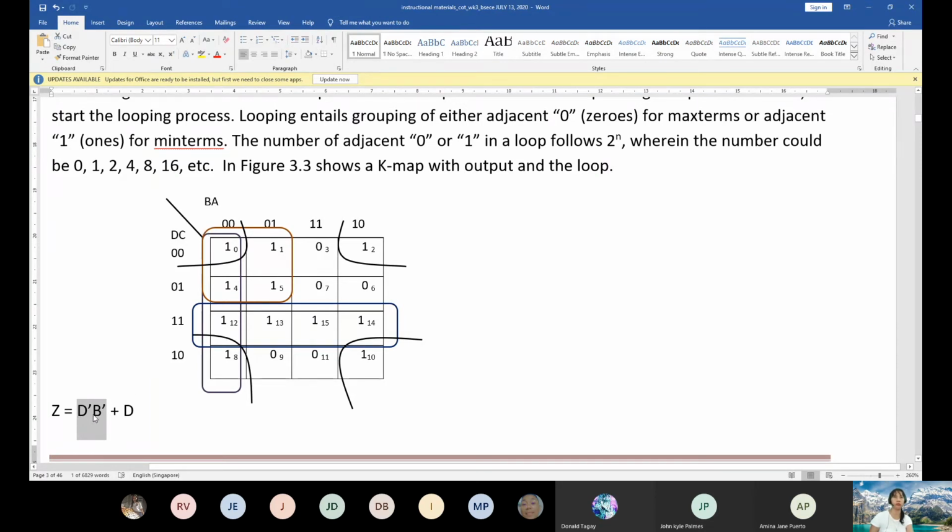So for the orange loop, the term is equal to D prime B prime, because D is 0, B is 0. So again, for a min term, if it is 0, we have A prime; if it is 1, unprimed. Okay, so any question about the orange loop? None, ma'am. Okay, none.